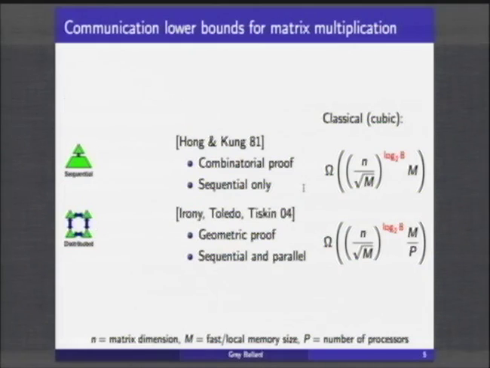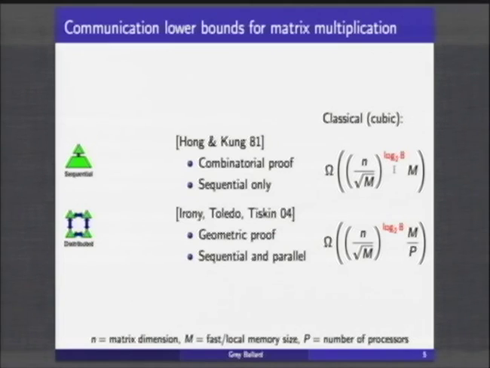Okay, so the story starts with the classical algorithm. Folks have thought about this for a long time. So the first result for lower bounds for communication when you do classical matrix multiply goes back to 1981. If you're running on a sequential machine and you've got a limited cache or fast memory size, call that size M, then this expression gives you a lower bound on how many words you have to move in that algorithm.